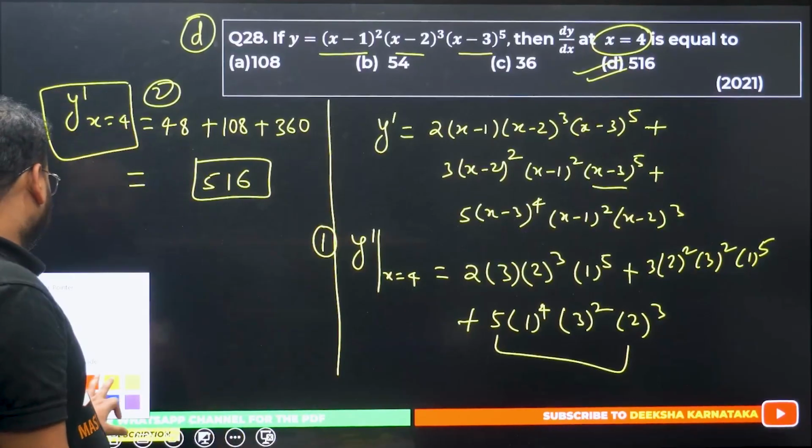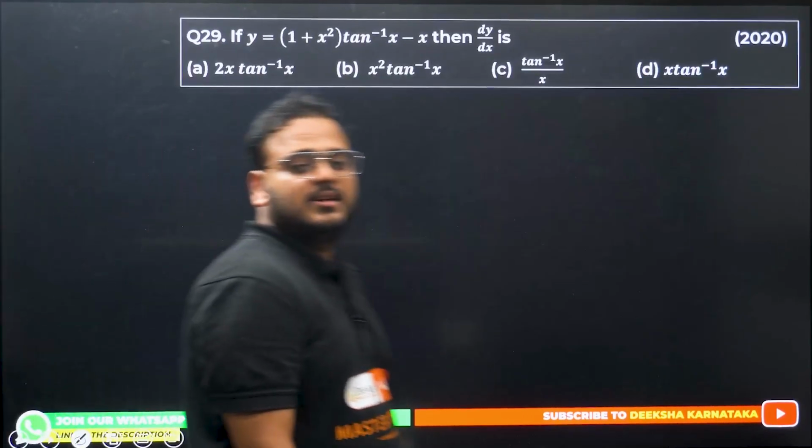Question number 29. The previous one's answer is 516.